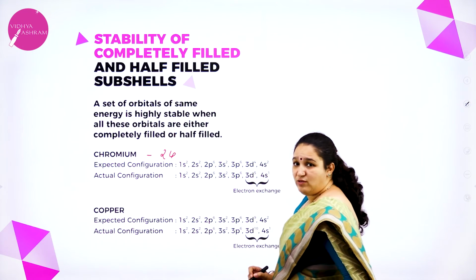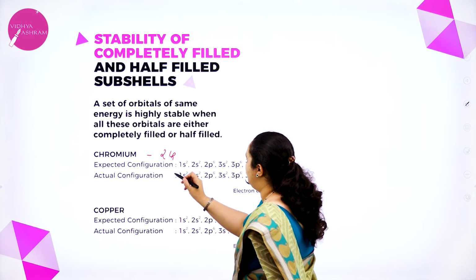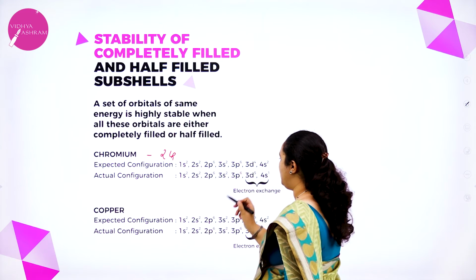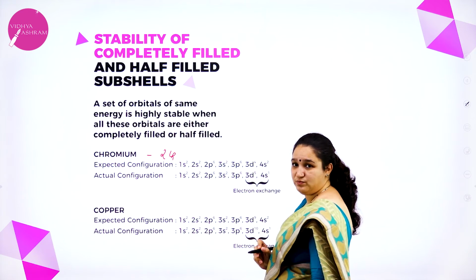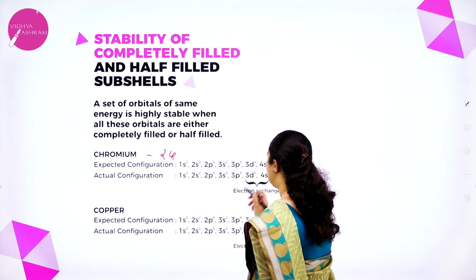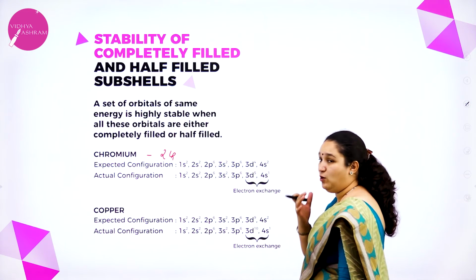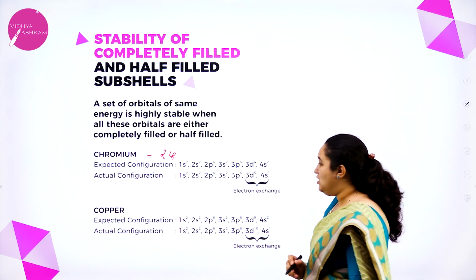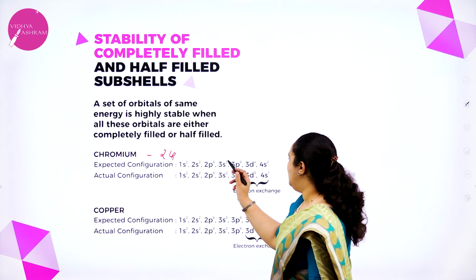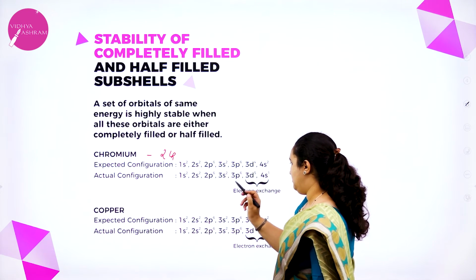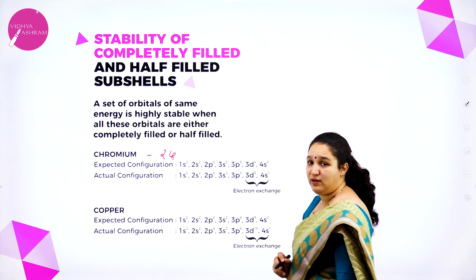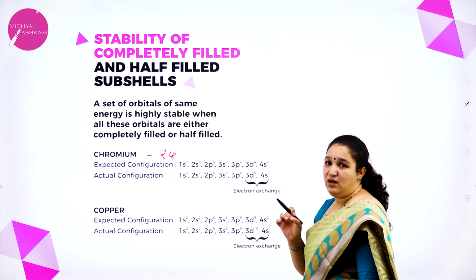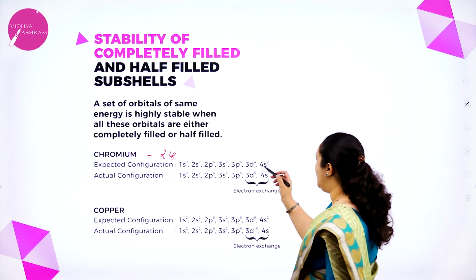So expected configuration is 1s2, 2s2, 2p6, 3s2, 3p6, 3d4, 4s2. Correct? That is 4s2 has got the lower energy, so it has to be filled up, then only the 3d can be filled up. So you count and see 10, 12, 18, 19, 20, 24. But the original electronic configuration is not this.